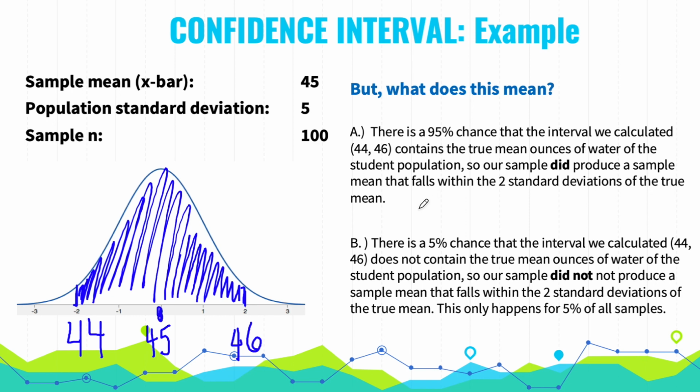So 95% of the time, the sample that we have did and will produce a sample mean that falls within those 2 standard deviations of the true mean. However, there's a 5% chance that the interval we calculated, 44 to 46, does not contain the true mean ounces of water of the student population. So our sample did not produce a sample mean that falls within 2 standard deviations of the true mean. This only happens for 5% of all samples because by definition, when we've set a confidence level of 95%, that means we're right 95% of the time. And that 5% of the time, we are going to expect that we are not right.